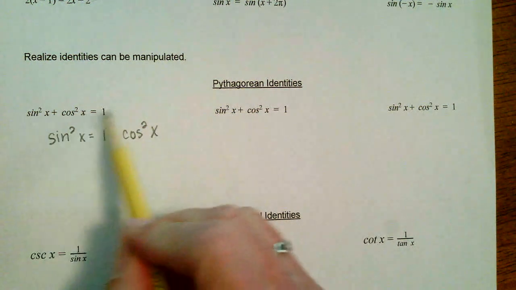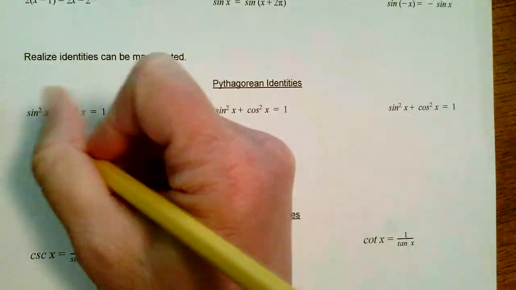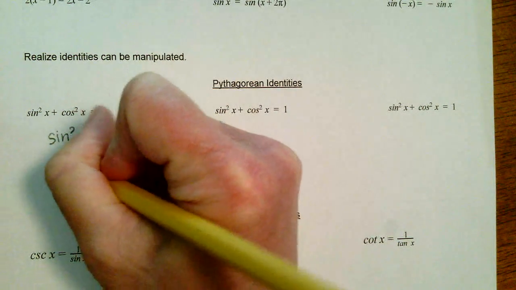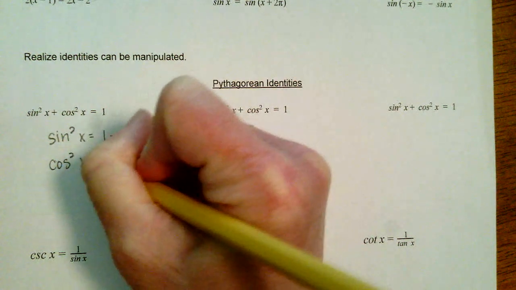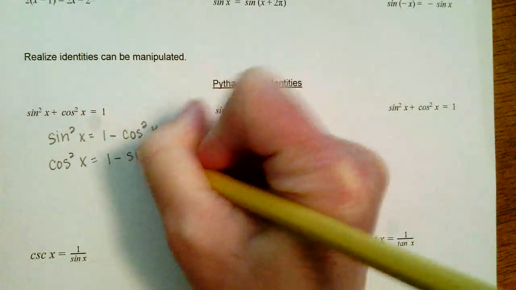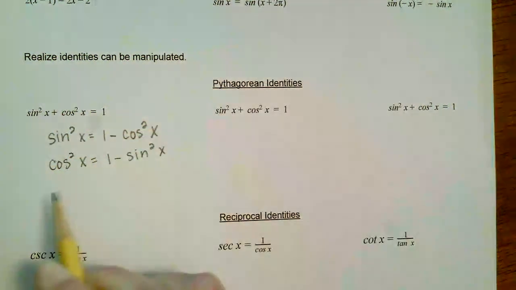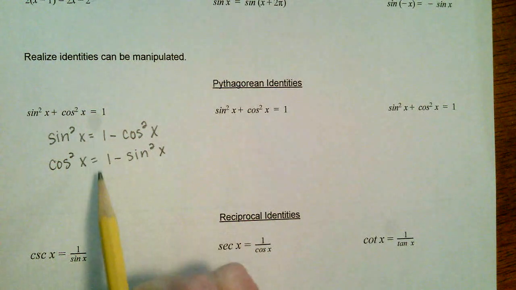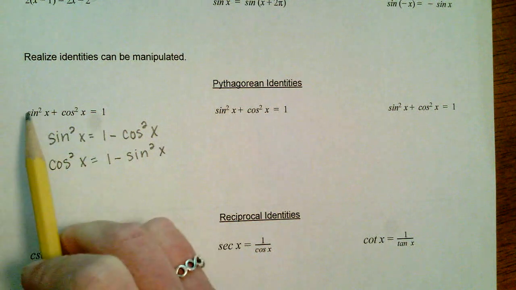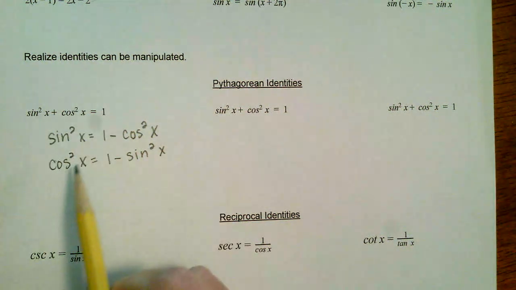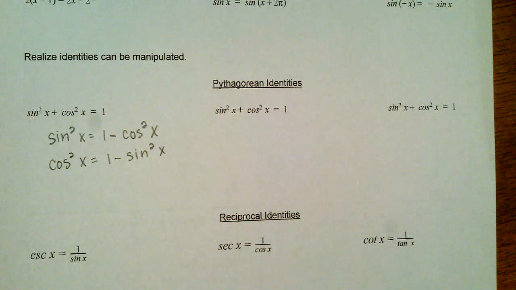Similarly, if we start with this top line and we subtract sine squared x from both sides, we would get cosine squared of x equals 1 minus sine squared of x. These two equations are still Pythagorean identities, okay? They're equivalent to this top equation. They just look a little different.